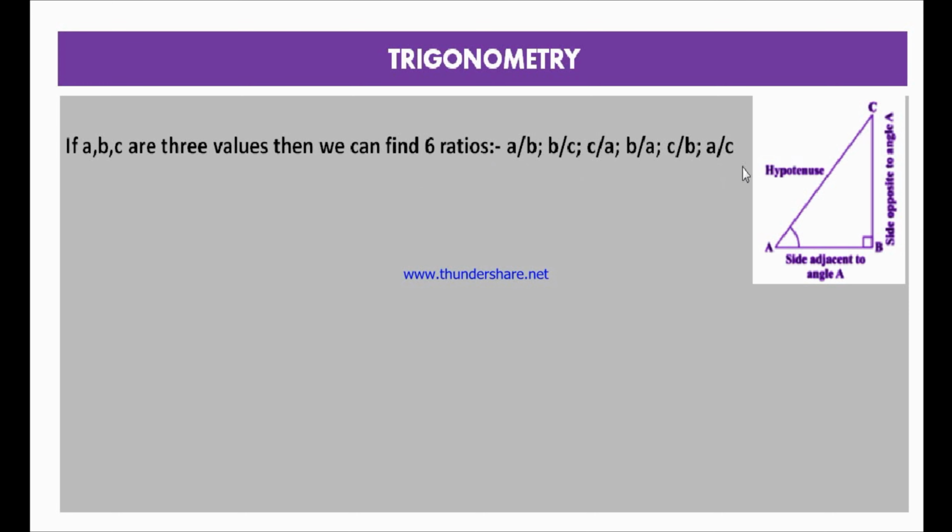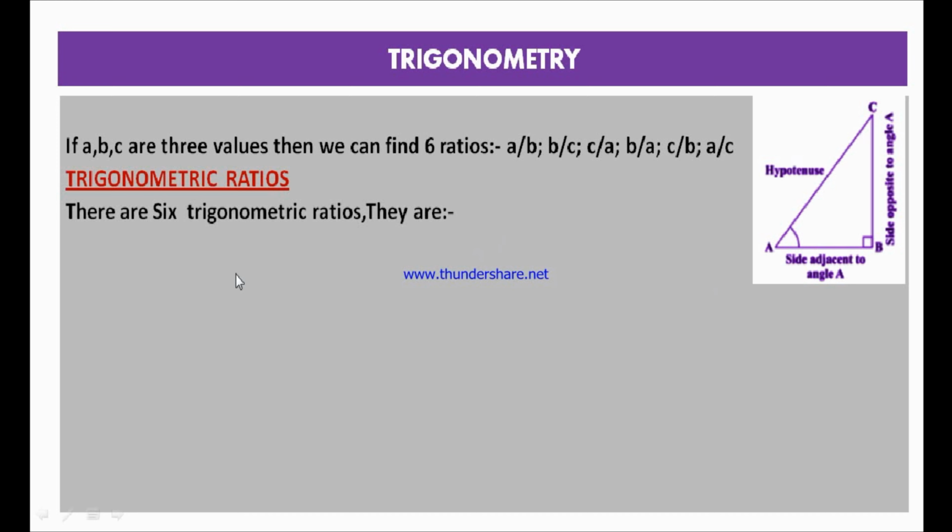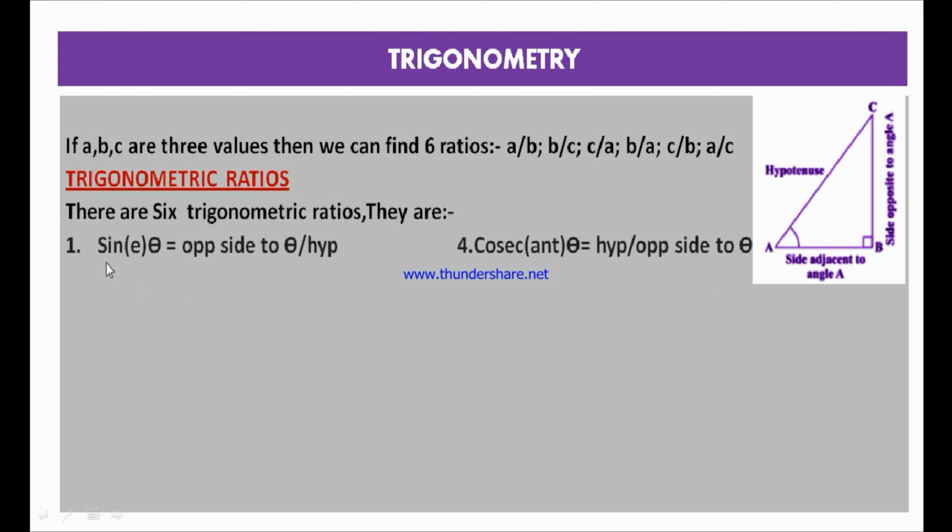Here also, if you observe this triangle, you can find 3 sides. Therefore, using the 3 sides, you can find 6 different ratios. Those are called trigonometric ratios. The first trigonometrical ratio is sine theta. The full form of sine is SINE, but in shortcut, we generally write SIN theta.